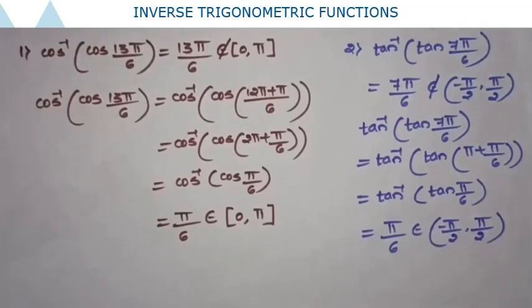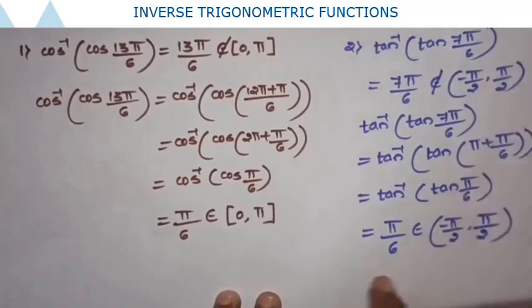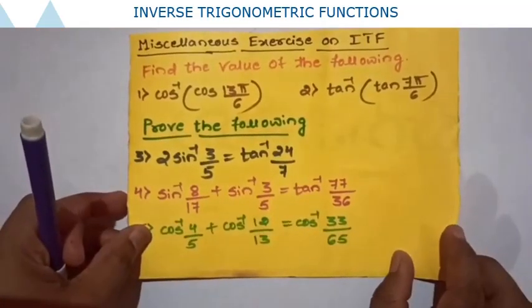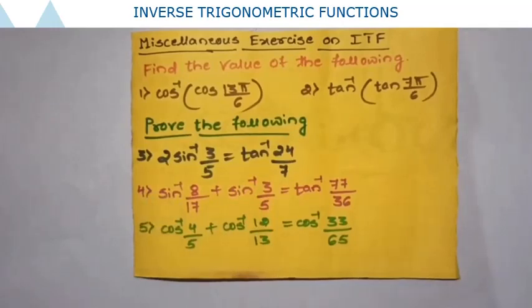Now we will take the next examples. The next example comes: prove the following. What we have to prove is LHS equals RHS, or RHS equals LHS here.